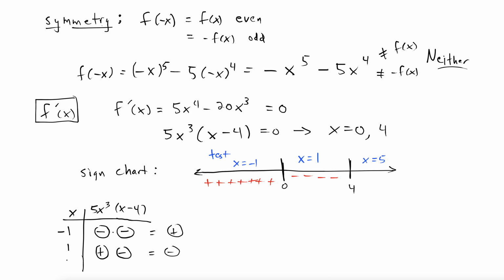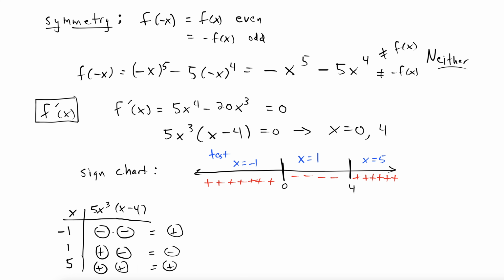Finally, we go to x equals 5. Plug it in. 5 cubed is positive. 5 minus 4 is positive. Positive times positive is positive. Back to increasing again for this last region. Go back up to the sign chart. Plus, plus, plus, plus, plus.